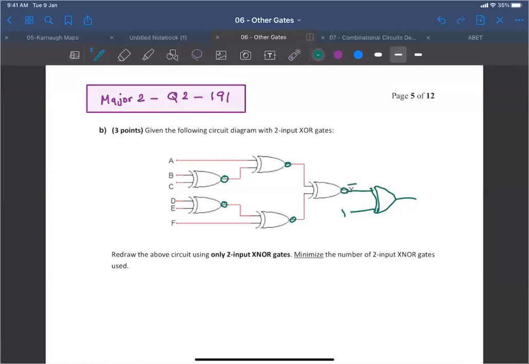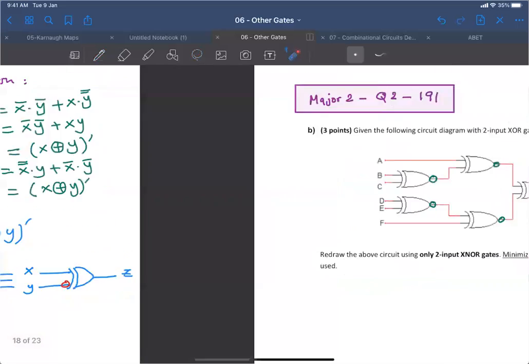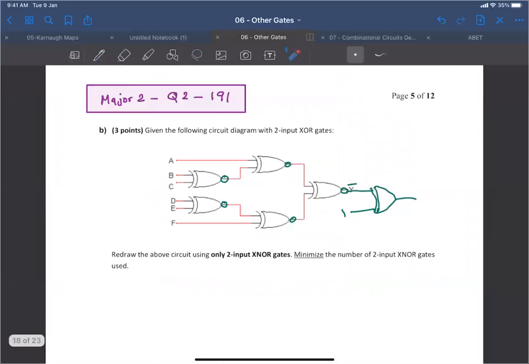If I XOR this with 1, what do I get at the output? Y complement XORed with 1. What do I get from these properties? Y complement XORed with 1 is Y. X XORed with 1 is X complement, so if this is X complement and I XOR with 1, I get X. So if this is Y complement, I get Y. But I need an XNOR, not XOR.